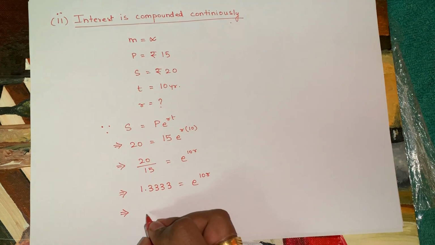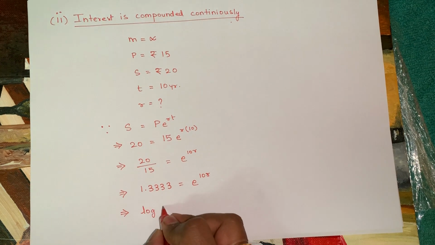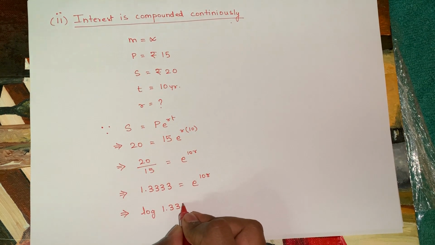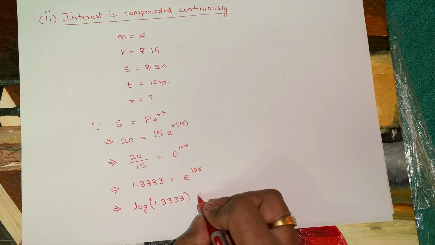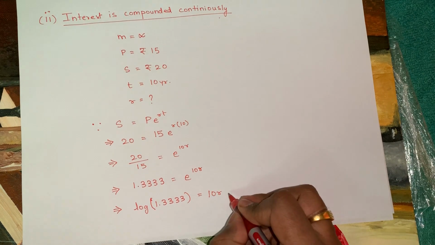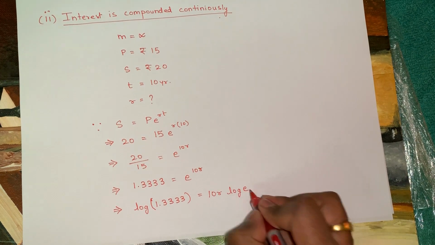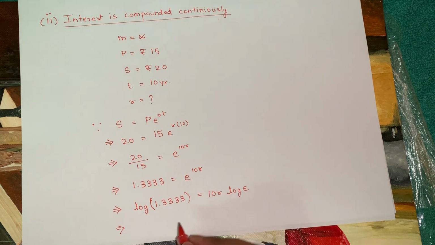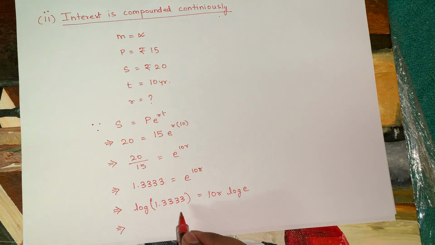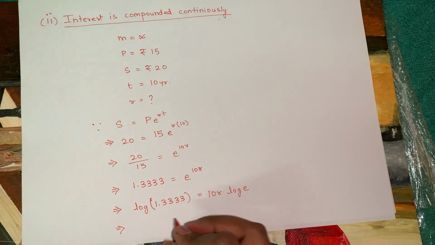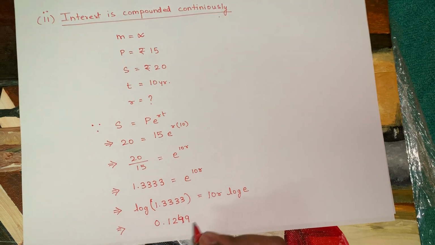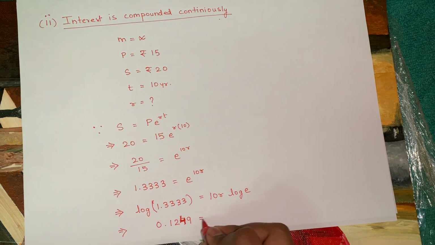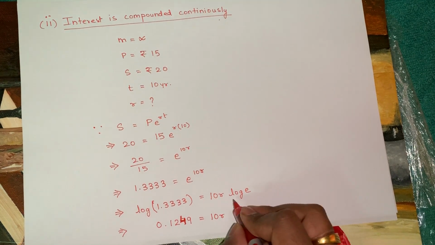Now we apply log on both sides. So log 1.3333 is equal to 10r log e, which implies the value of log 1.3333 we have computed previously, which was 0.1249, is equal to 10r log e.